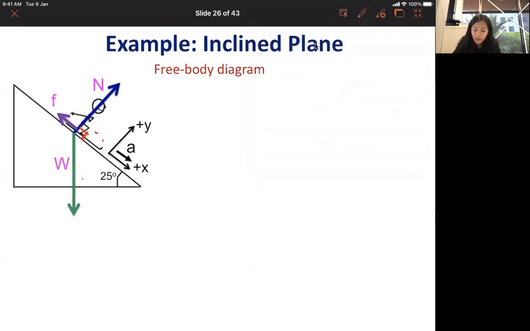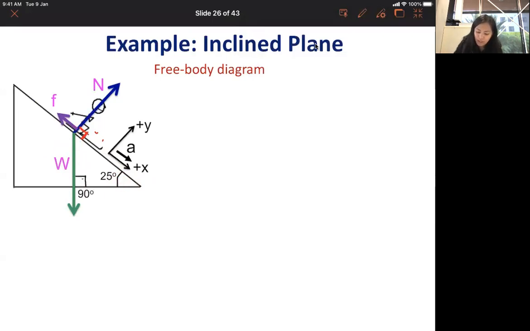Okay, so that's our free body diagram. Anything that's on an inclined plane, the solution we're doing here is sort of a recipe for solving any problem on an inclined plane. Notice that in your free body diagram, the weight force creates a right-angled triangle together with the angle of the slope.